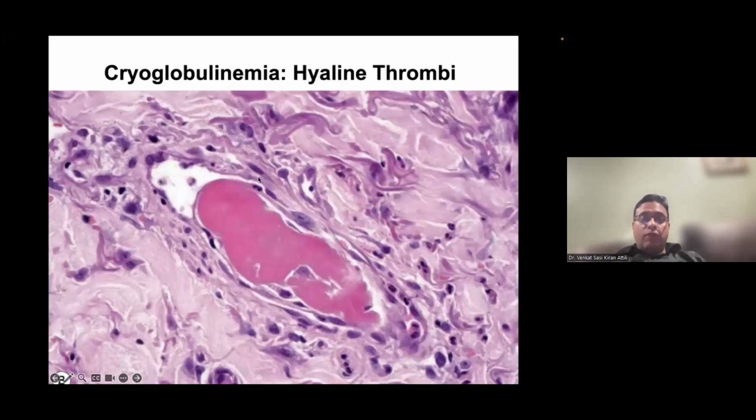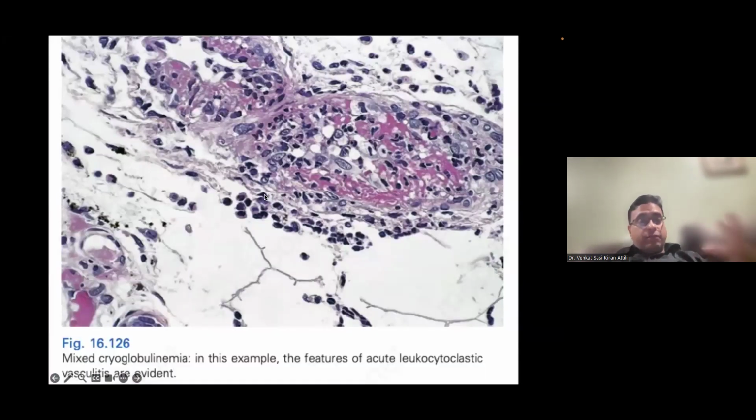Now, this is an example of hyaline thrombi. You can differentiate this from a true RBC thrombus. This is a case of cryoglobulinemia. But cryoglobulinemia can also be associated with true leukocytoclastic vasculitis, and this is therefore an overlap of both thrombotic and leukocytoclastic vasculitis.